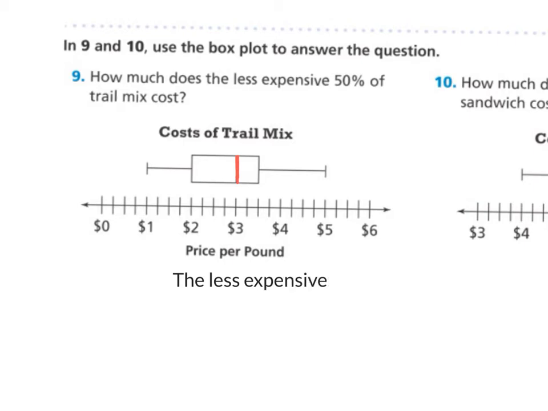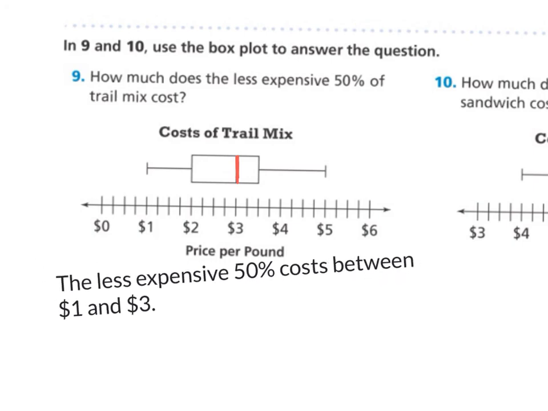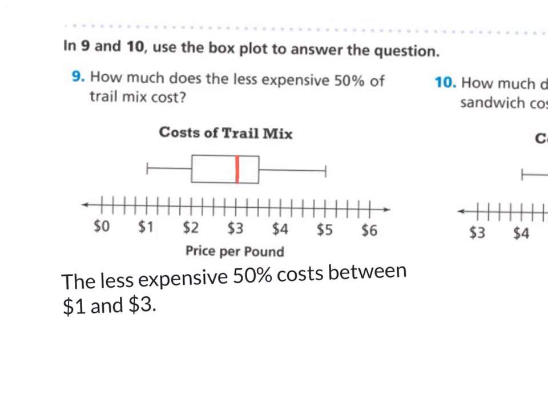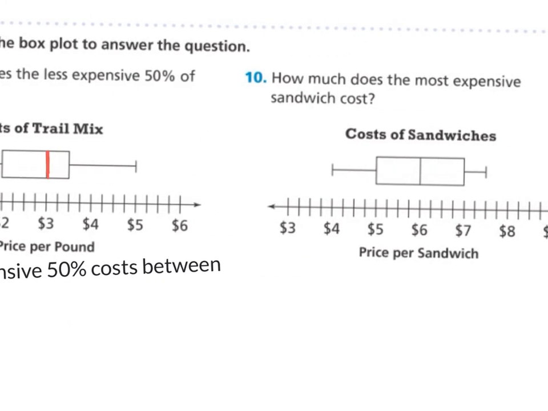So you could say the less expensive 50% costs between $1 and $3. Okay. Again, that's just making an observation based off of the median. So that's number 9. We look at number 10.